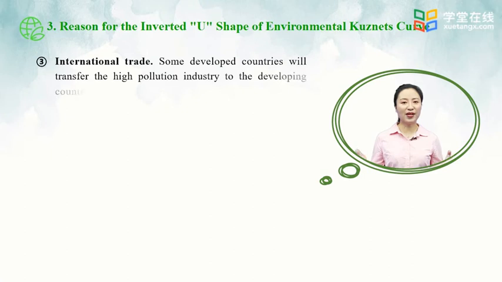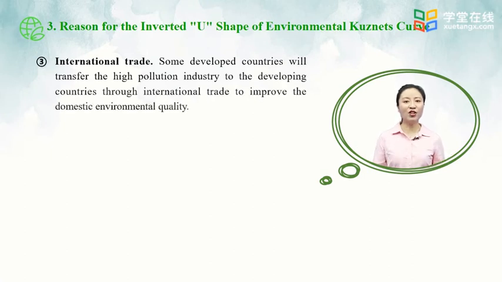The third explanation is that the inverted U-shaped curve of EKC is caused by international trade. In the early stage of development, the productivity level of a country is relatively backward. When engaged in international trade, the country is mainly engaged in low-end manufacturing.